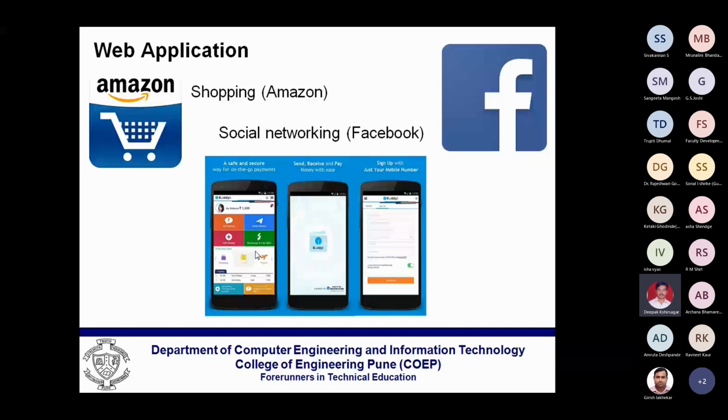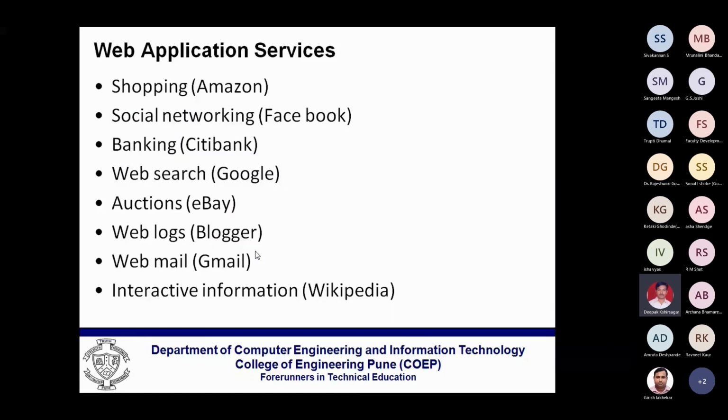And we are preferring web applications to perform these tasks. Means what? There are so many applications. Like we have seen Amazon, that is only for shopping, Facebook for social networking, or any banking software like SBI or Citibank. Or suppose we want to search something on Google, and we are using a mobile phone or laptop, that is a web application, web search.